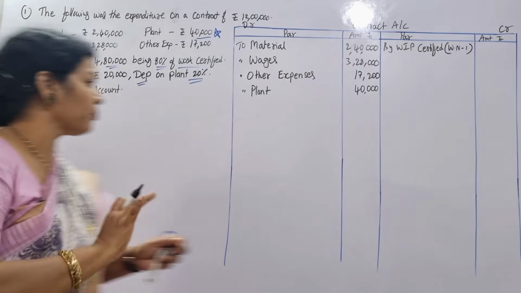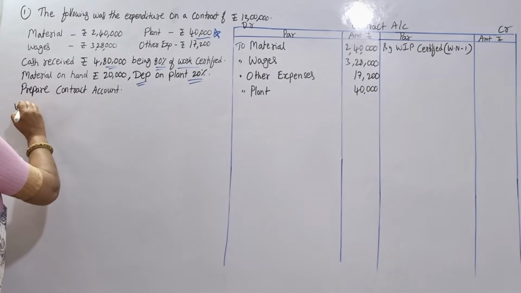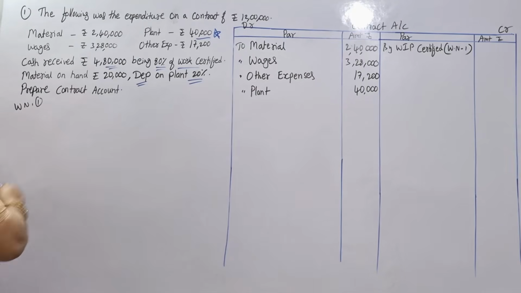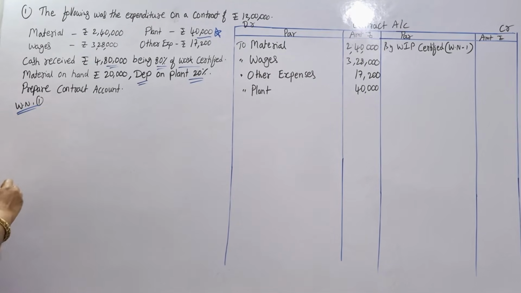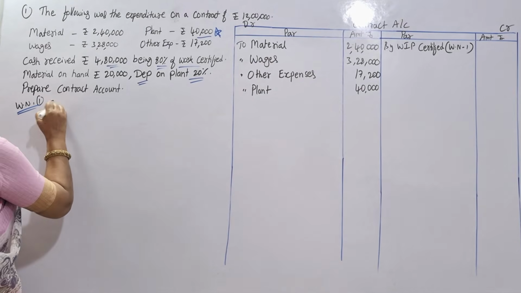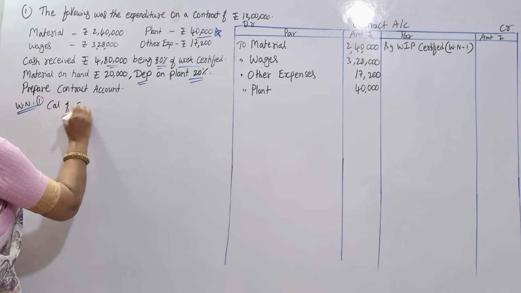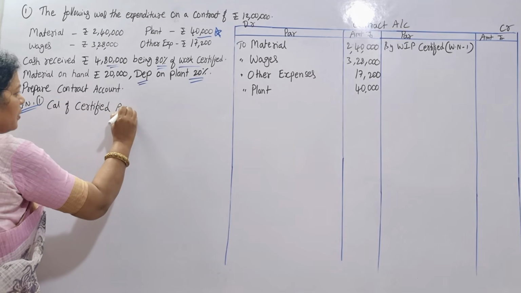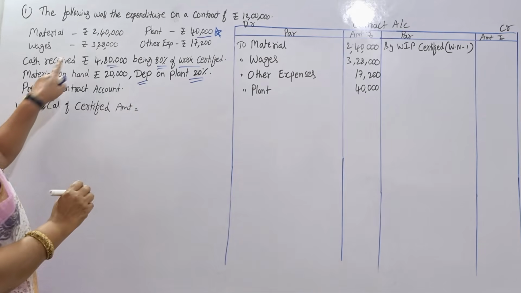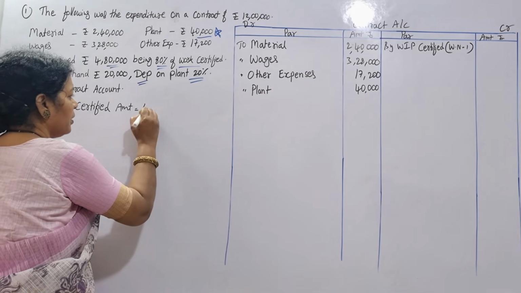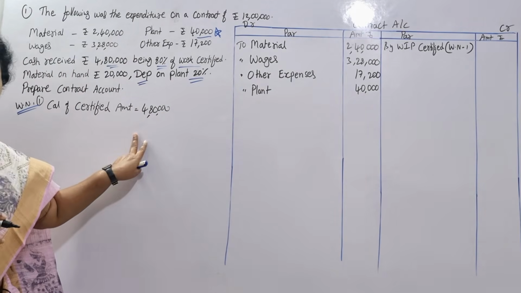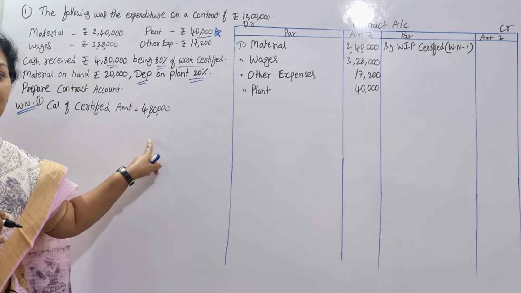Working notes 1. What is that? Certified we have to calculate. Calculation of certified amount. How do you get the certified amount? Here in total we received 4,80,000. 80% of the work is completed. For 80% we have received this much.